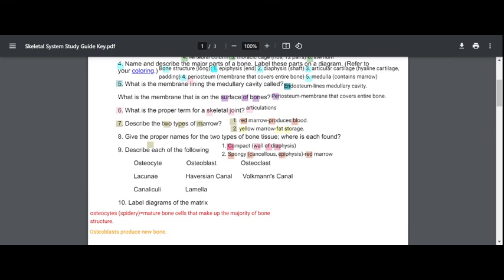Okay. 8, give the proper names for the 2 types of bone tissue. Where is each found? So remember, we have 1, compact, which is found on the wall of the diaphysis. 2, we have spongy, which is cancellous, in the epiphyses. Red marrow. Okay? And now we're going to describe each of the following terms.